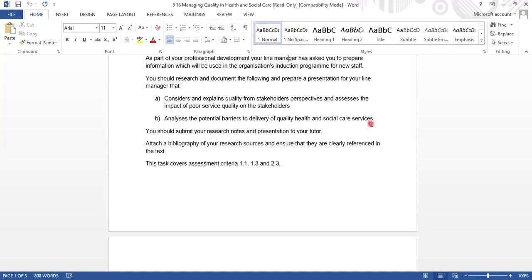So you can put bullet points, like you can have a slide for, because there's no slide number mentioned here. So that's up to you. You can have a big heading, and then you can have several subheadings in the presentation. So that's a good way to do it. So you should submit your research notes and presentation to your tutor. That will be obviously 2 weeks from now, and attach a bibliography of your research sources. So your references will be there, and ensure that they are clearly referenced in the text.